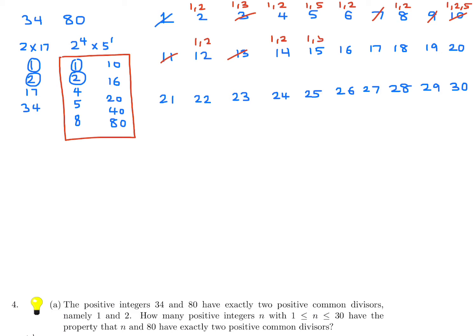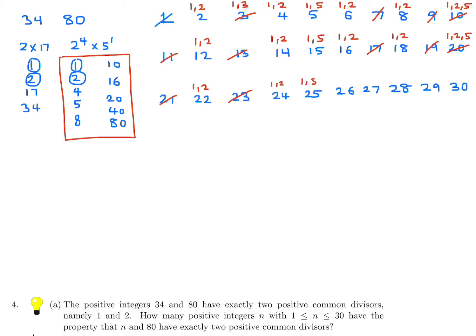15, 1 and 5. Those are the factors that are similar. 16, 1 and 2 again. 17 is a prime. No good. 18, I can extract a 1 and 2. 19 is a prime. 20 is going to have 1, 2, and 5, so that's too many. 21, that's going to be 3 and 7. Those are both prime, so that's no good. This can have 1 and 2. 23 is a prime. 24 can have 1 and 2.